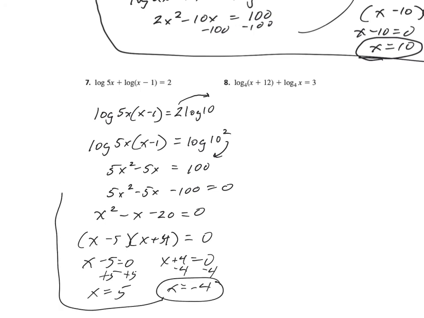Let's go ahead and check up here. I see the problem already. It's right here: 5 times -4 is -20, and I can't take the log of a negative number. In addition, if I put the -4 in here, I get -4 minus 1, which is -5, so again I'm taking the log of a negative number. So that can't work, and we only get one answer.